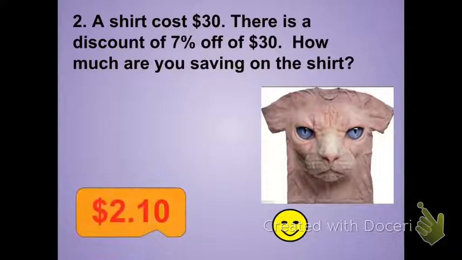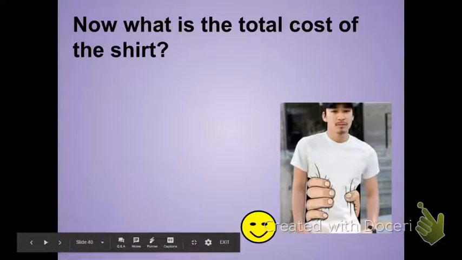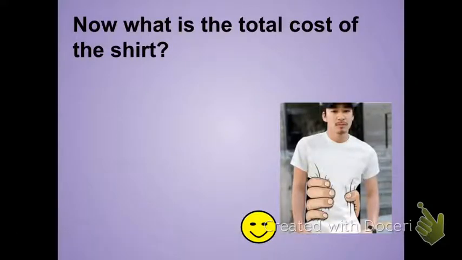Okay. Now let's go to the next question. It says, now what's the total cost of the shirt? So the shirt was how much? $30. How much are we saving? $2.10. Okay, stay with me. Don't get ahead. Line up your decimals so you don't forget. And now you can put it in your calculator. Raise your hand when you have the answer.